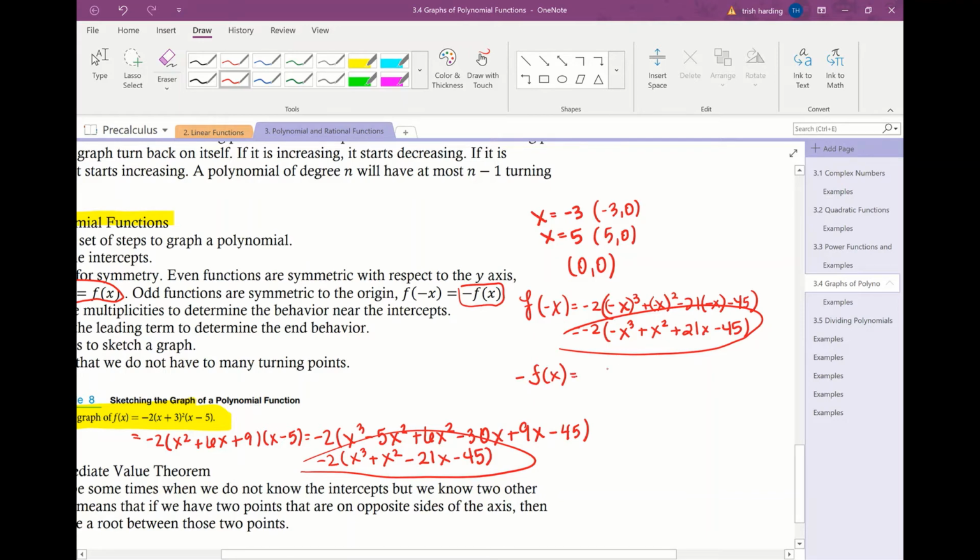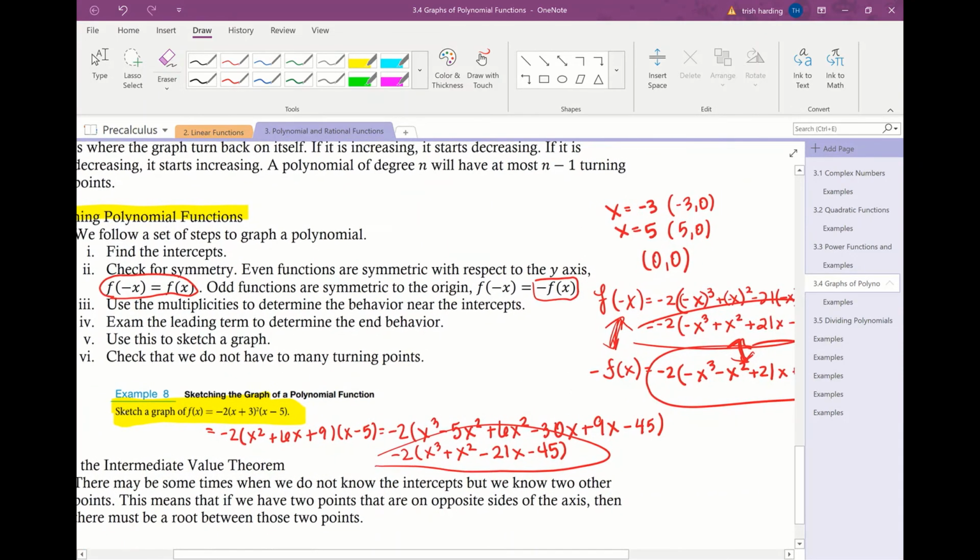And that's going to equal, I'm going to keep that -2 negative, and I'm just going to distribute the -1 inside the parentheses. So it will be negative x cubed minus x squared plus 21x plus 45. And that does not look like this function, right? These guys don't look the same at all. So it's not symmetric to the origin, so we don't have to worry about symmetry.